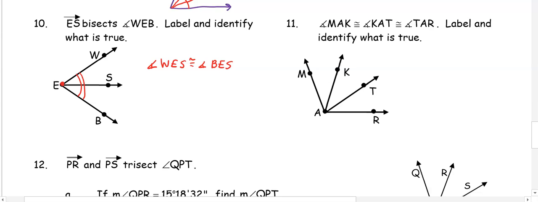In number 11, angle MAK is congruent to KAT, which is congruent to TAR. So what is true? So if those three angles are congruent, that means that these rays have to be angle trisectors. So we would say ray AK and ray AT are angle trisectors.